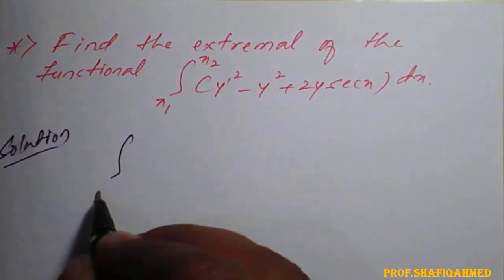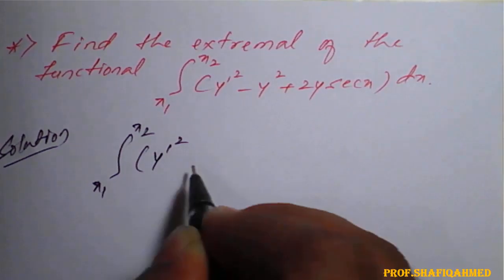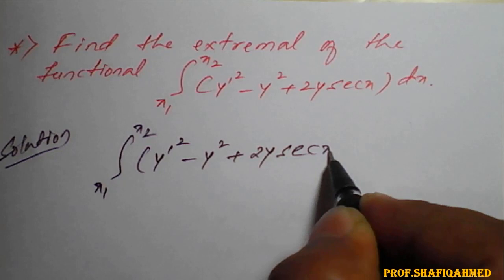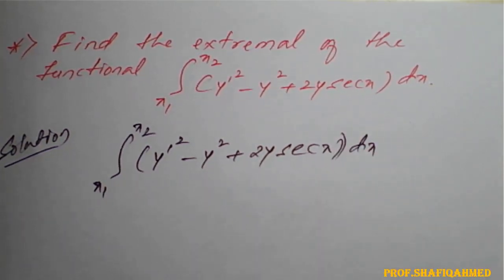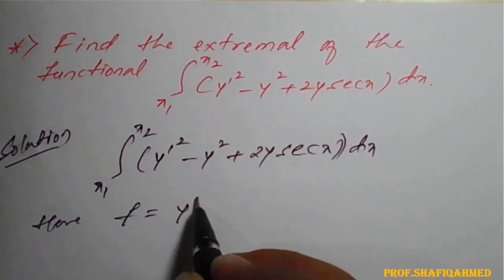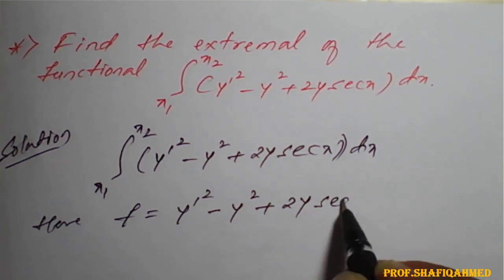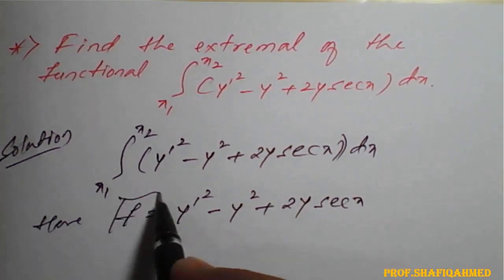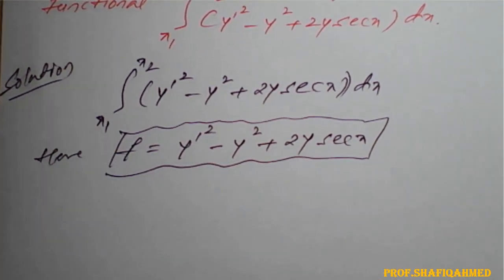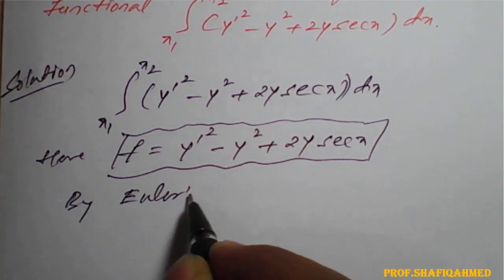So the given integral I will take, that is integral from x1 to x2 of y dash square minus y square plus 2y into secant x into dx. So here f is y dash square minus y square plus 2y into secant of x. Now using this we apply Euler's equation.